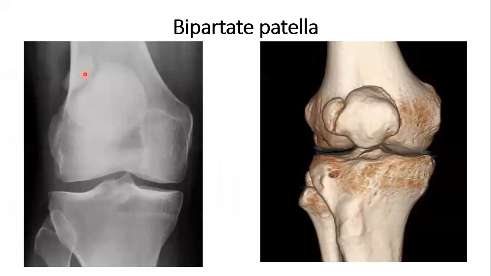Here is an X-ray of bipartite patella, mostly in the upper outer part. Bipartite patella.